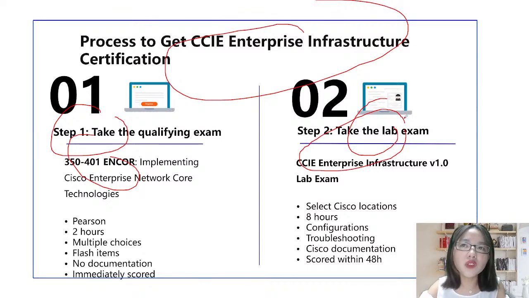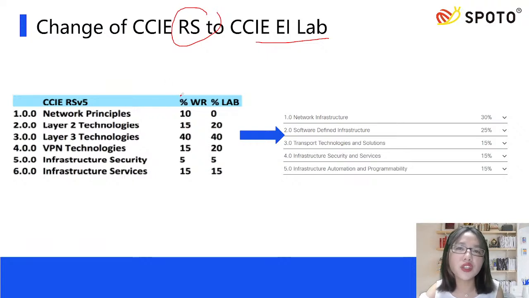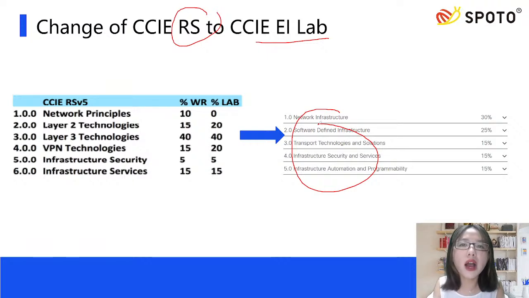Okay, let's move to the lab part. As you know, routing and switching has changed to CCIE Enterprise Infrastructure Lab. From this change, it can be seen that the current IT industry requirements for network engineers are no longer just routing and switching, but also add SDN and programming modules, and the positioning requirements for network engineers have become higher.